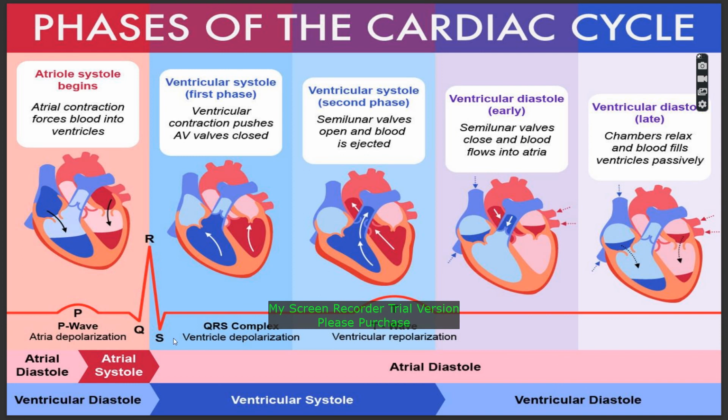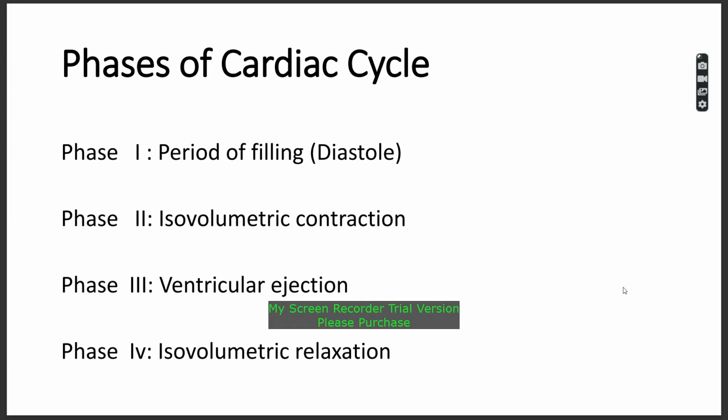So you can see the places at which these events happen. Atrial systole happens here, and atrial diastole throughout the rest of the cardiac cycle. Ventricular diastole here, then atrial systole, ventricular diastole, then ventricular systole happens, and then ventricular diastole happens again. So for the phases of the cardiac cycle, we find four of them.